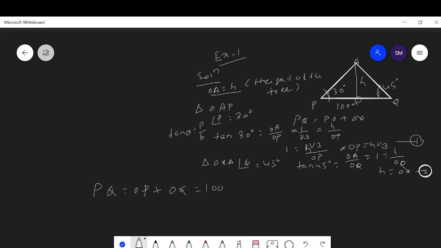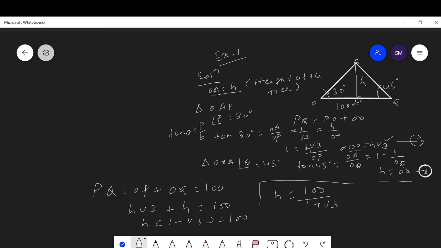Then here OQ is equal to H, OP is equal to H root 3. Then in place of OP we can write H root 3. In place of OQ we can write H. This is equal to 100. Taking H common, this is H into 1 plus root 3, which is equal to 100. Then H is equal to 100 upon 1 plus root 3.